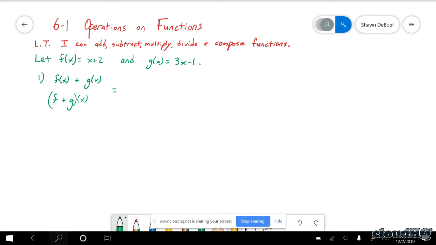So take your f of x, which is x plus 2, and we'll add to that g of x, which is 3x minus 1. And this one is just as easy as adding together like terms. So when we add them together, what do we get? 4x plus 1 is correct.